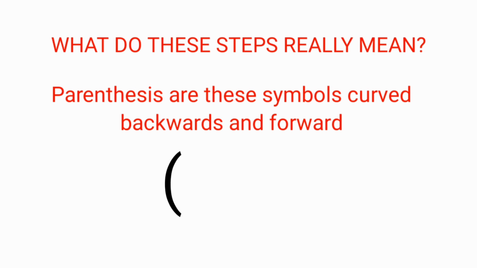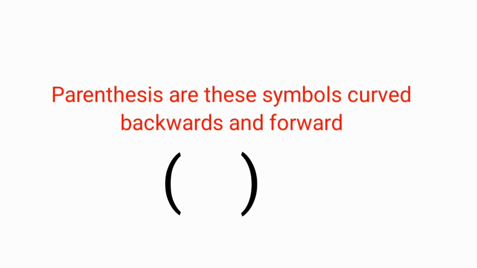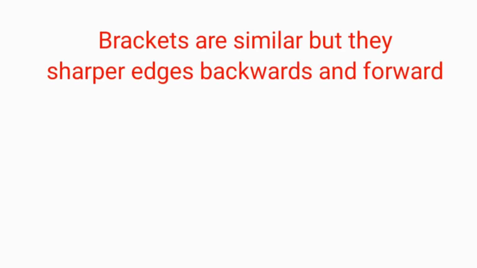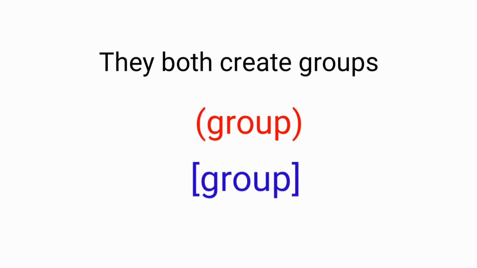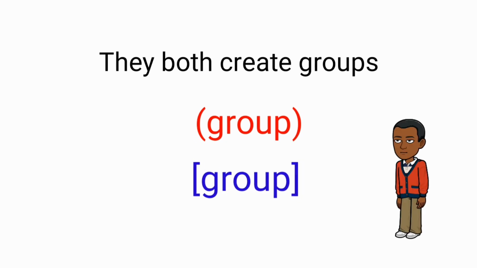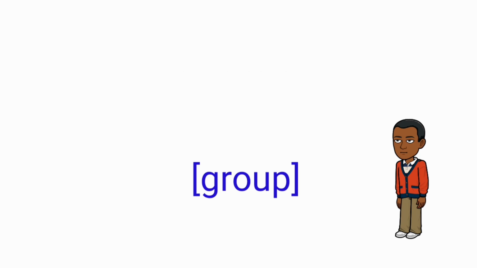Parentheses are these symbols curved backwards and forward, and they create groups. As you will see, we have similarly brackets, and brackets are similar to parentheses, only that they have squared edges. So I would say they square backwards and forwards, and they also create groups just like this. Alright, so you will see many expressions and problems within these groups that you must attend to first.